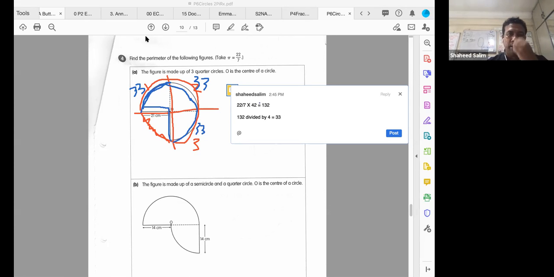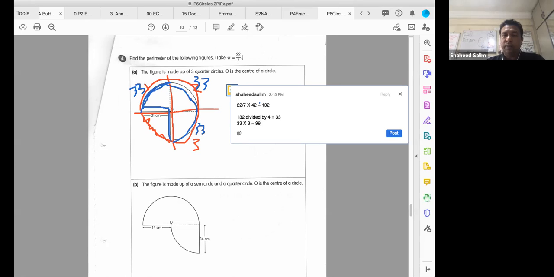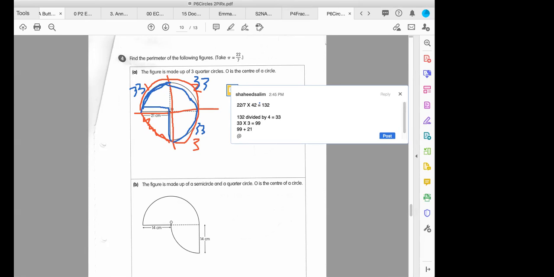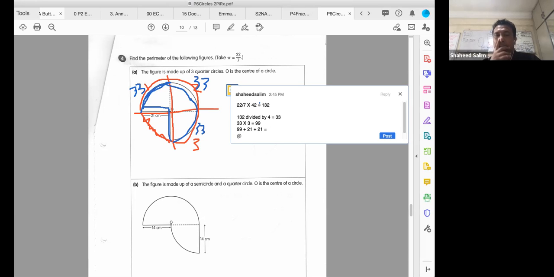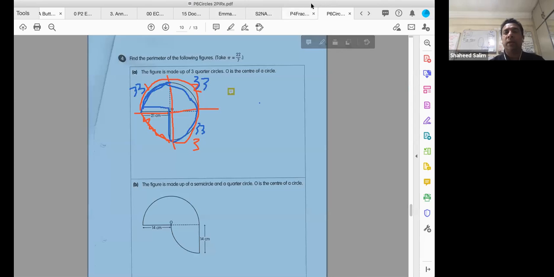You get it, Ilhan? Yeah. So 33 times 3, you get 99. Then you plus 21, plus 21 again, and you get 141, I think. Okay, so that's how you do it. You try the next one then. You both try the next one. You can do it, you can do it. Okay, you have to believe in yourself.